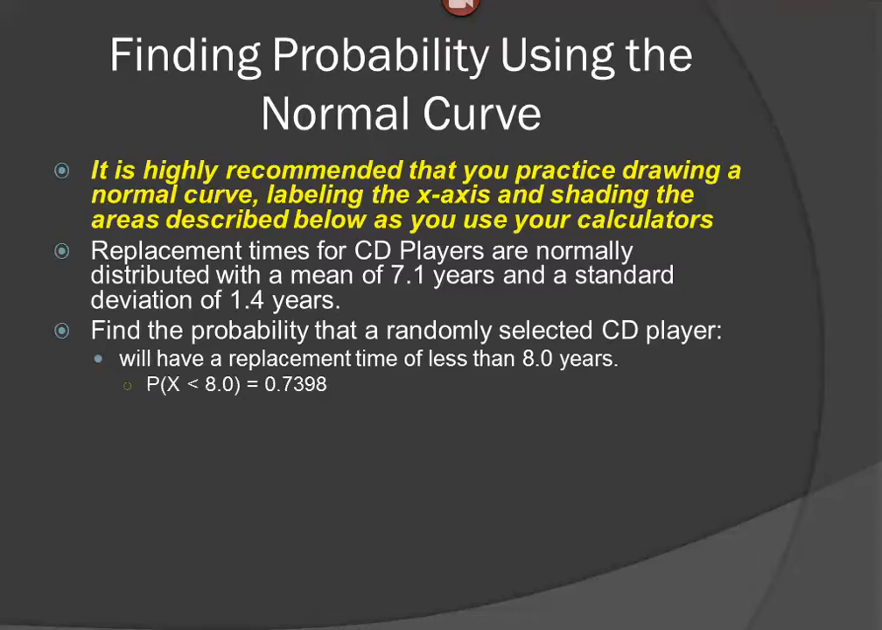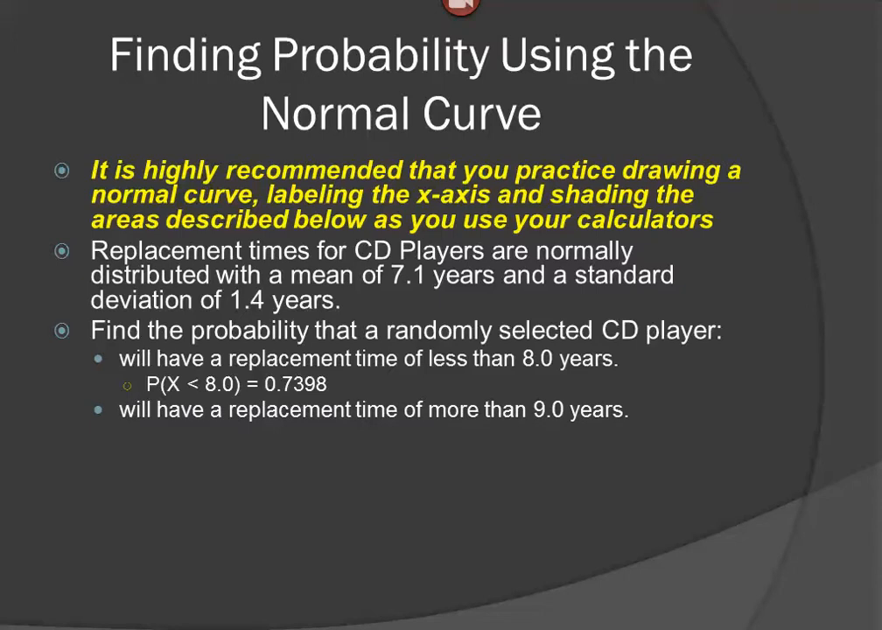Okay, so as you're putting it in, you should have something like normal CDF negative 1,000 all the way up to 8, comma 7.1, which is the mean, and then comma 1.4, which is your standard deviation, and you should get 0.7398. This is how you would write it in probability notation. So also practice writing that out in probability notation as well. Getting used to the inequality symbols will be really key for you going forward.